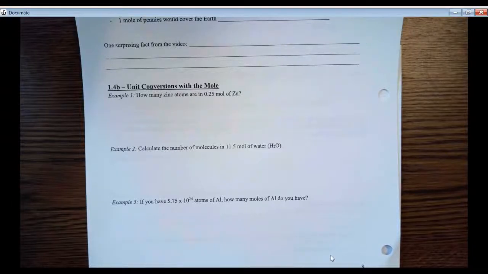Hi everyone! So in this video, we're going to go ahead and work through some examples of how to do unit conversions involving the mole. So the good news is unit conversions involving the mole are basically exactly the same as any other unit conversions. The only thing is we need to use the conversion factor of 1 mole.